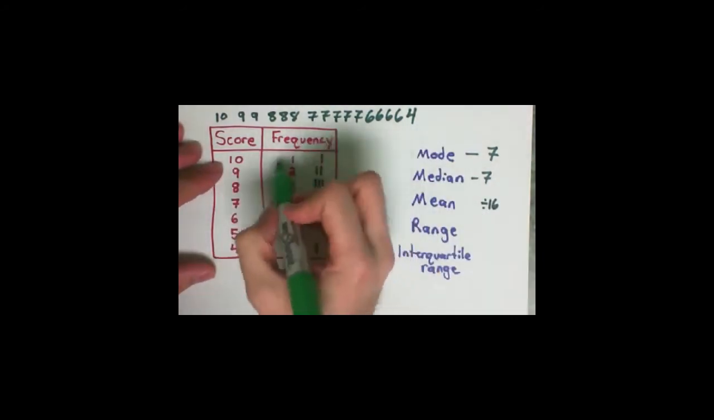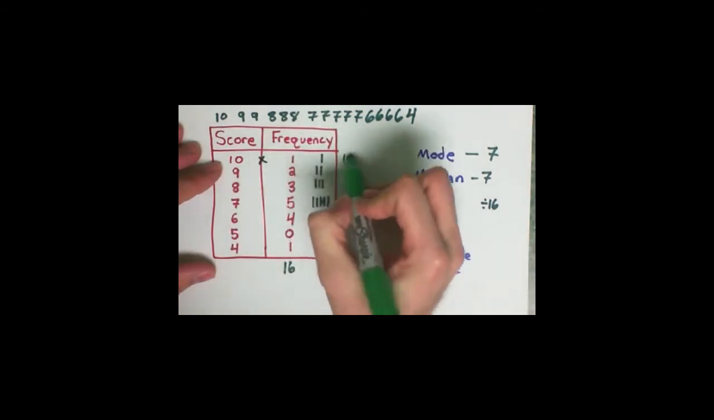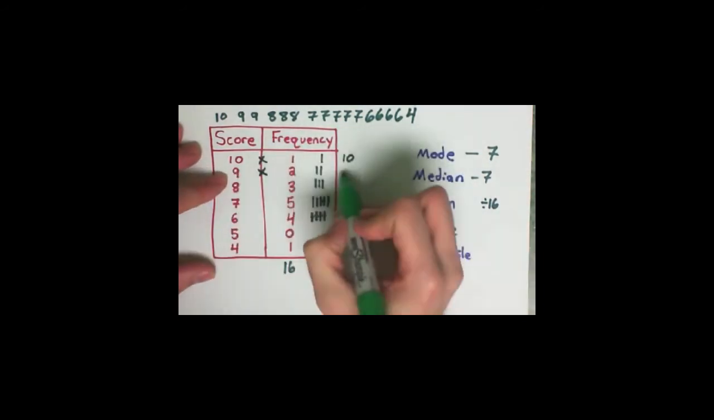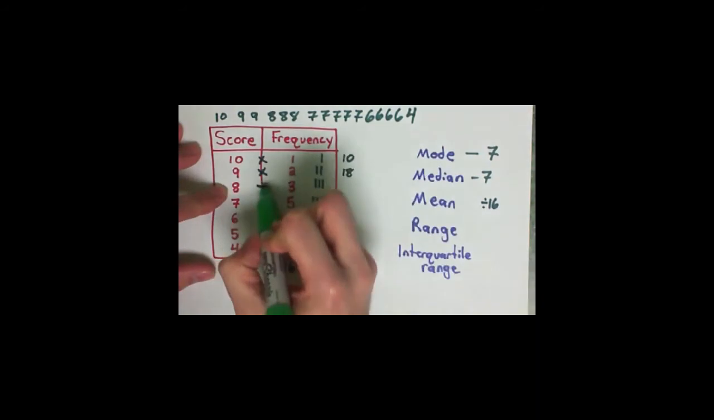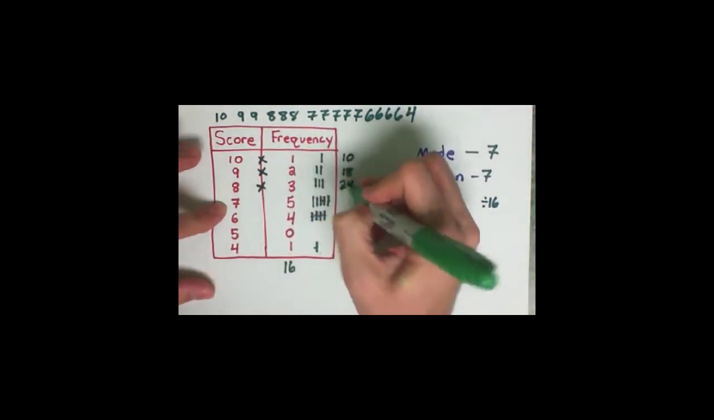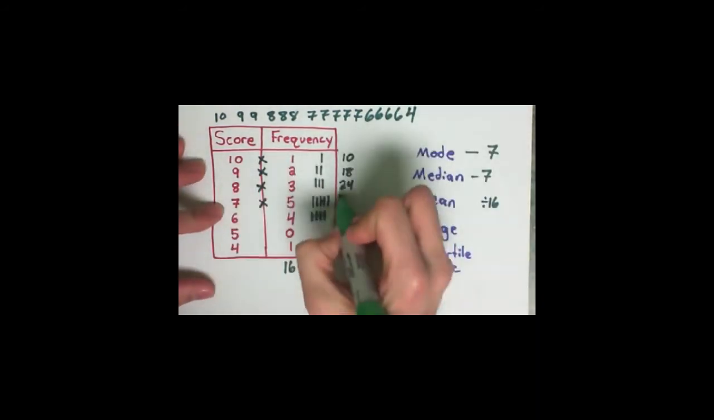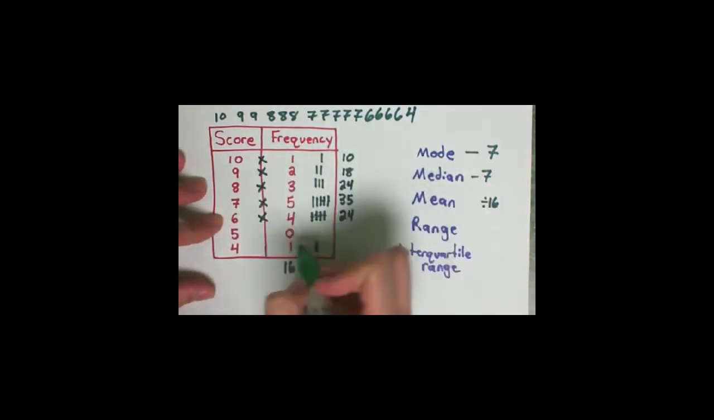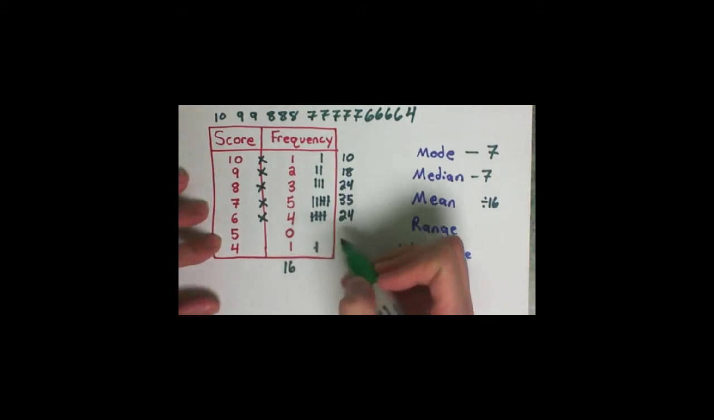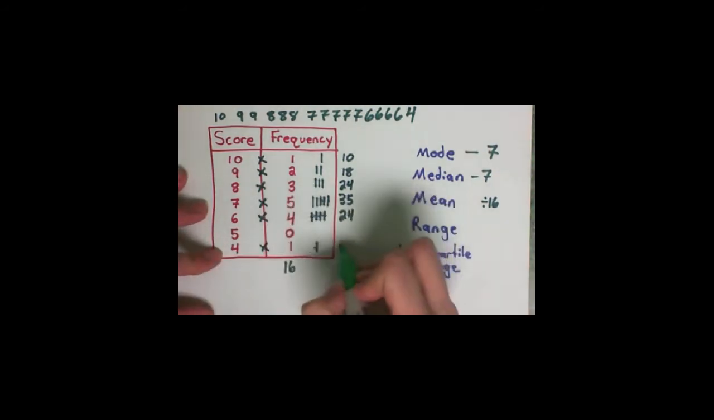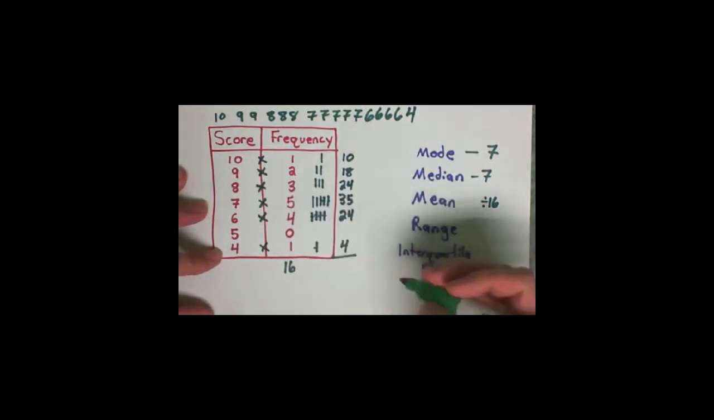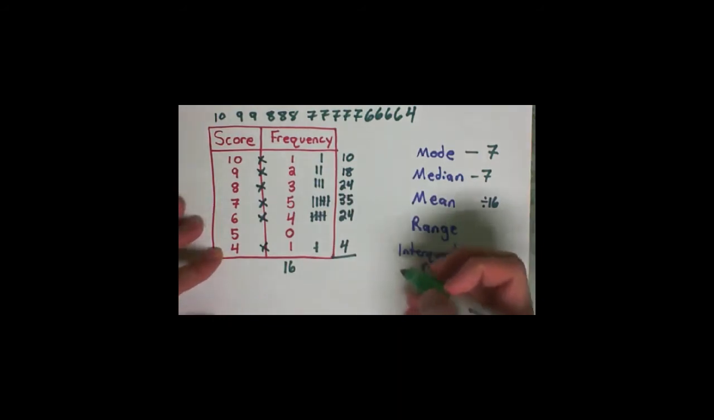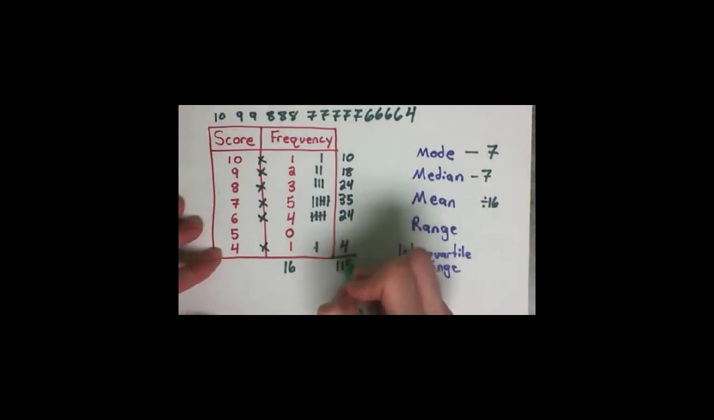We have 1 10, so 1 times 10 is 10. 2 times 9 is 18. 3 times 8 is 24. 5 times 7 is 35. 4 times 6 is 24. I'm not going to do that because that's just 0. 1 times 4 is 4. And then if I add that up, that adds up to 115.